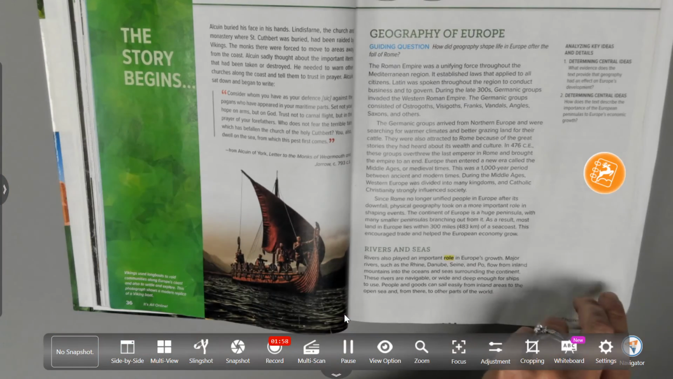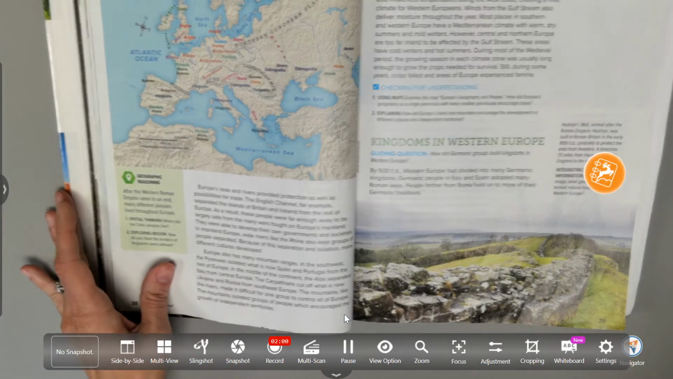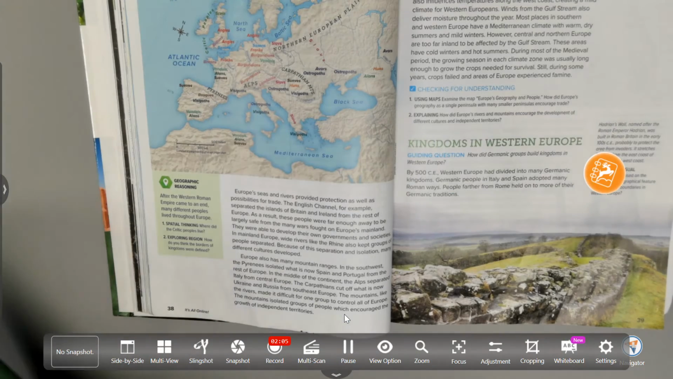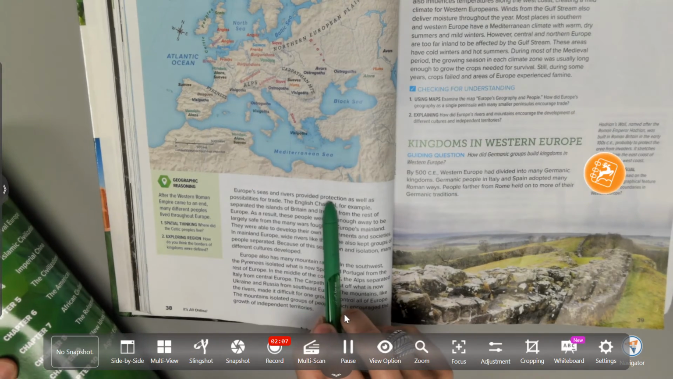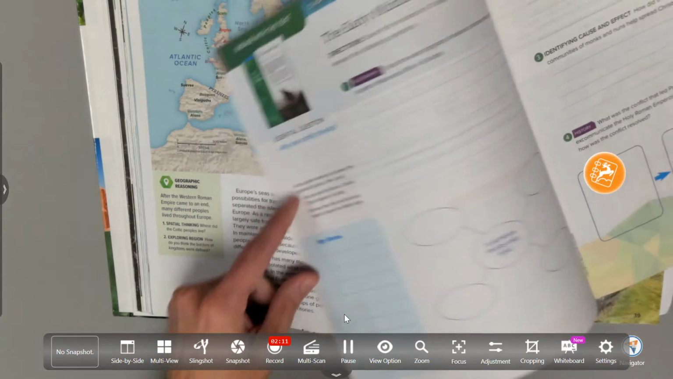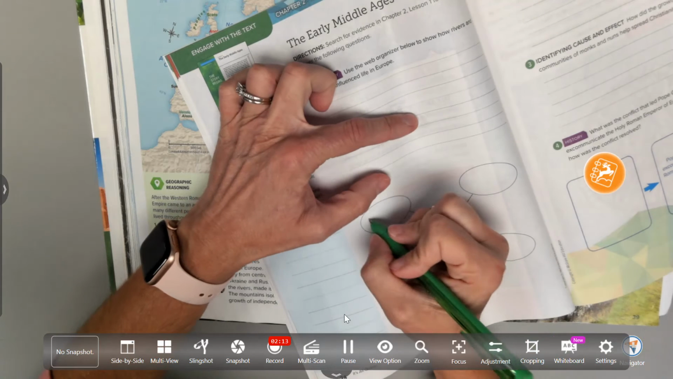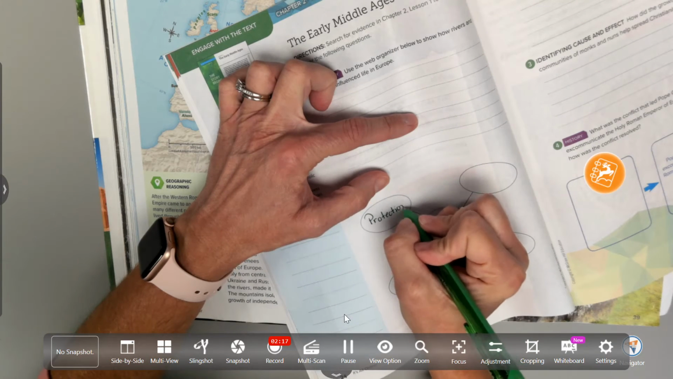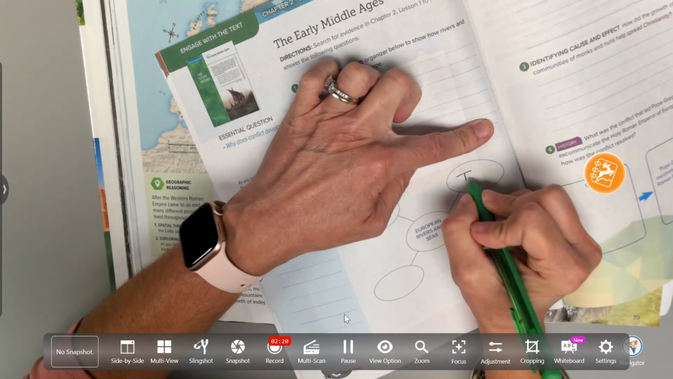Okay. It talks about on the other side, on page 38, that Europe's seas and rivers provided protection as well as possibilities for trade. So that's two things I would definitely write in here. I would write in protection, and I would write in trade.